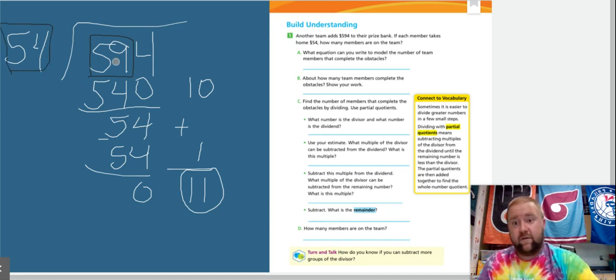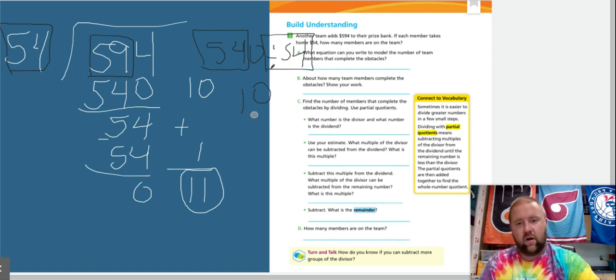So 54 is close to 54. So if I change that to 540 divided by 54, then my answer would be 10, because 54 divided by 54 is 1, and then add on the 0 to get me 10, which again, our answer is a reasonable answer. Then it says, what number is the divisor and what number is the dividend? Well, here is our dividend, 594. All right, and 54 is going to be our divisor.